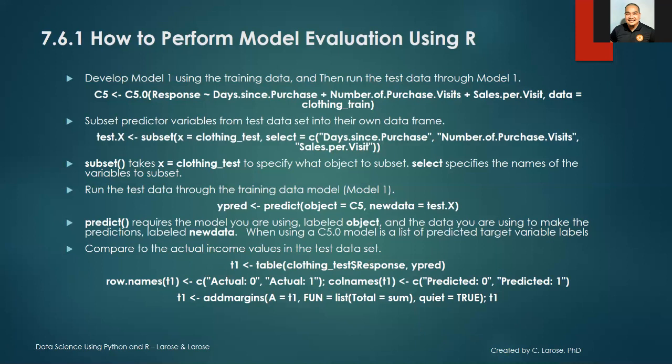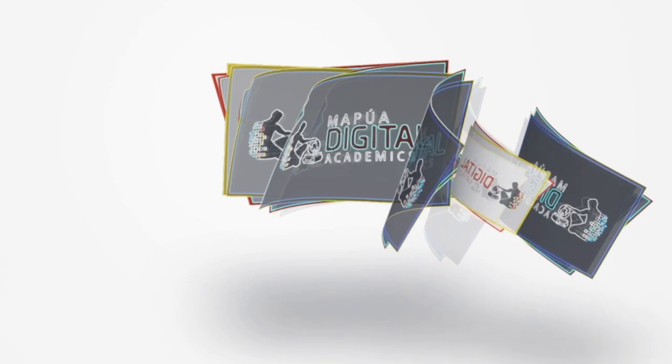For clarity, we add row and column names to the table to differentiate between the actual and predicted values. We use row.names to name the rows actual 0 and actual 1, and column names to name columns predict 0 and predict 1 in order to make the resulting table as readable as possible. The addmargins command, as we have seen before, adds a total row and column. The resulting table is equivalent to the first table in this session.